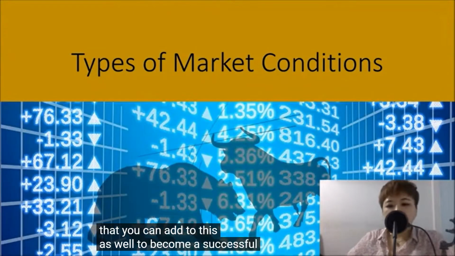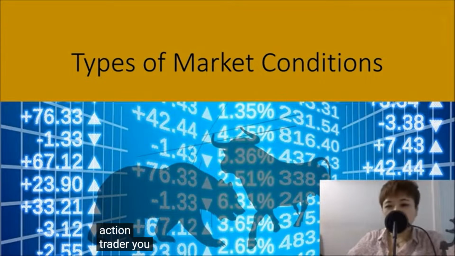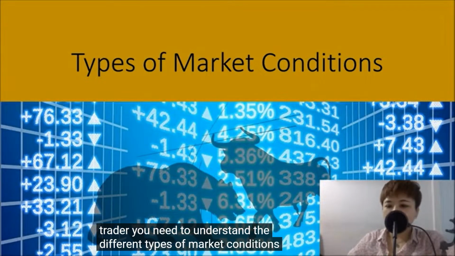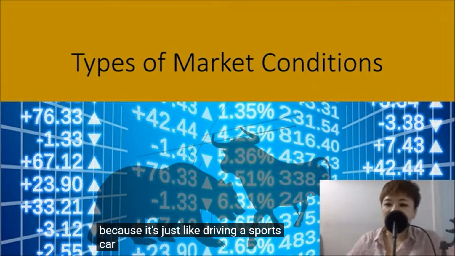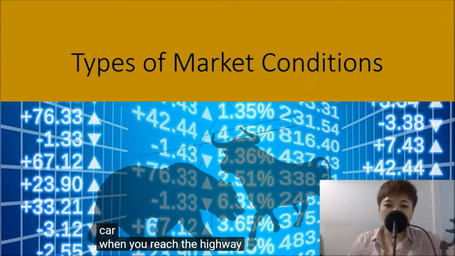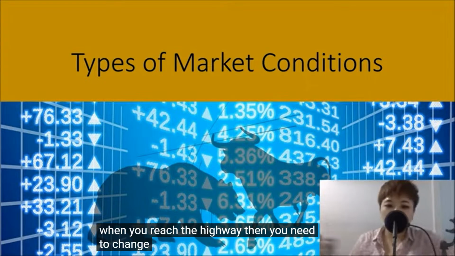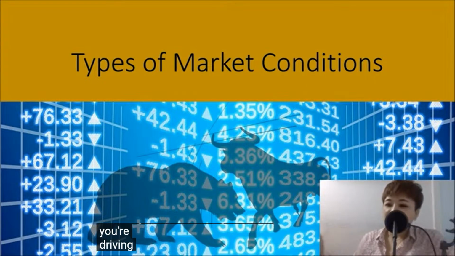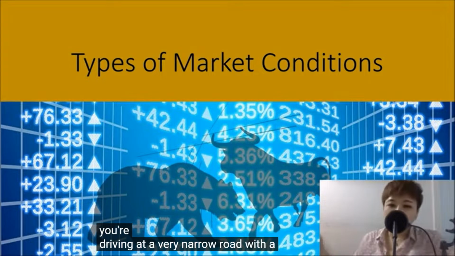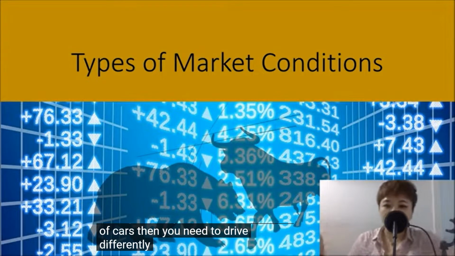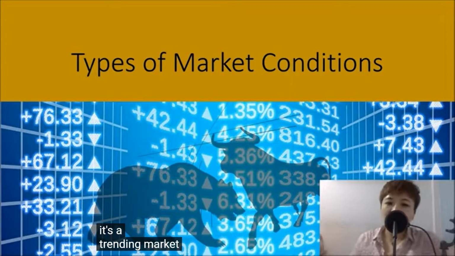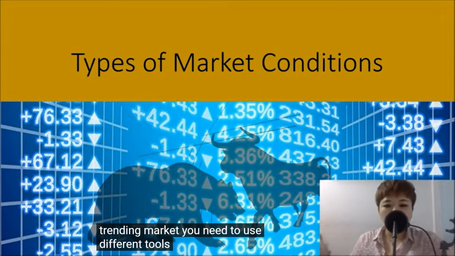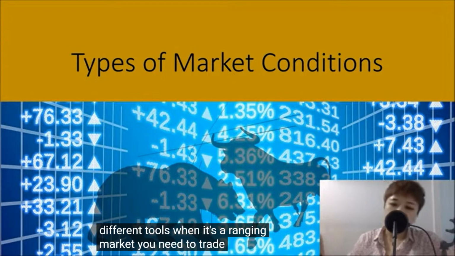To become a successful price action trader, you need to understand the different types of market conditions, because it's just like driving a sports car. When you reach the highway, then you need to change to a different gear. But if you are driving on a very narrow road with a lot of cars, then you need to drive differently. So it's the same thing with trading. When it's a trending market, you need to use different tools. When it's a ranging market, you need to trade differently.